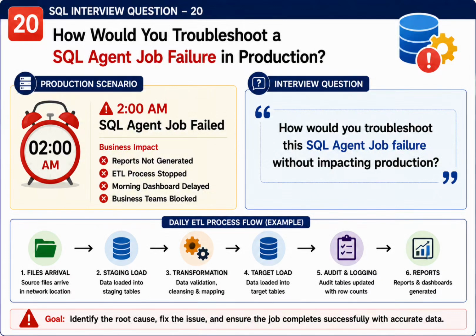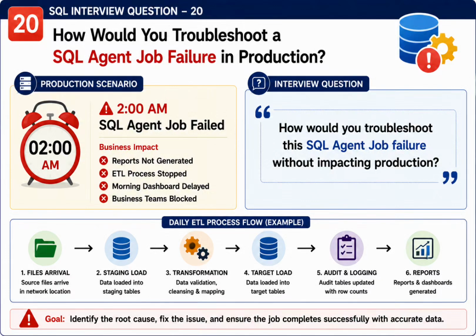They are checking whether you can handle a real production incident under pressure. So let's understand this with a real time scenario. Imagine that it's 2 a.m. You are the on call production support engineer. Suddenly, you receive a high priority alert saying that the daily SQL agent job has failed. Because of this failure, customer reports were not generated and the ETL process has stopped. Also, business dashboards are empty, and the business team is waiting for the data in the morning.